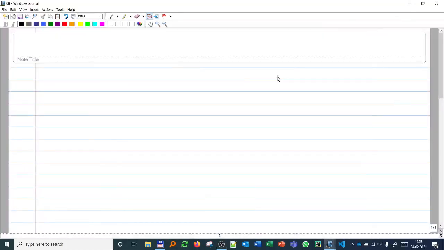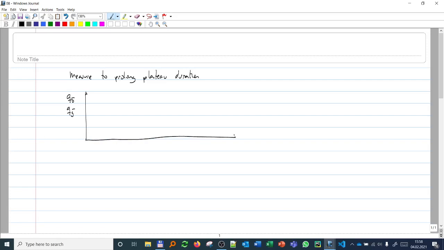Welcome to this lecture. The topic today is going to be on measures to prolong plateau duration. Okay, we saw that typically oil and gas fields are often produced in plateau mode, meaning that if I plot the rate of the field, either if it's an oil field or if it's a gas field, it will have a shape like this versus time.